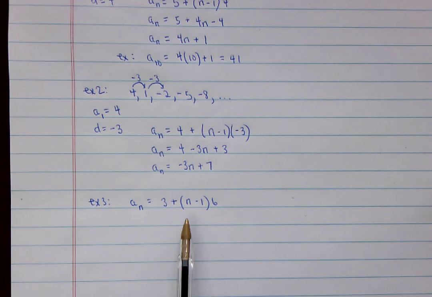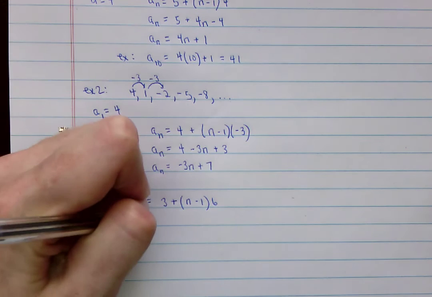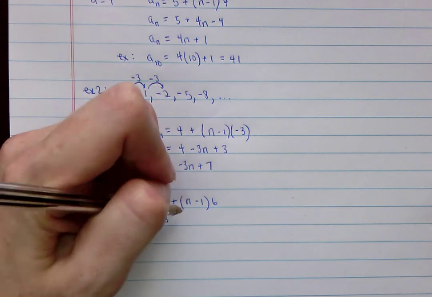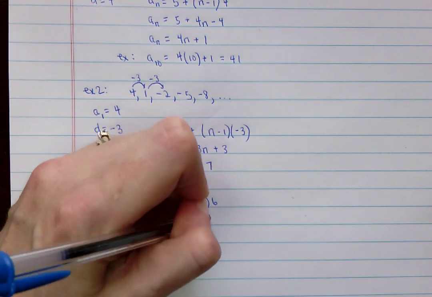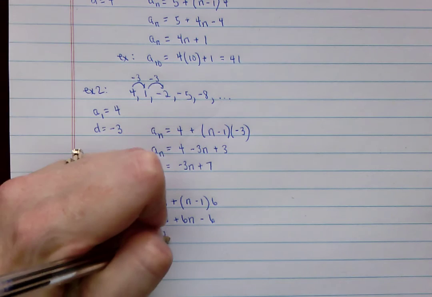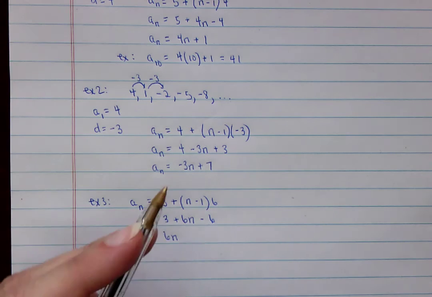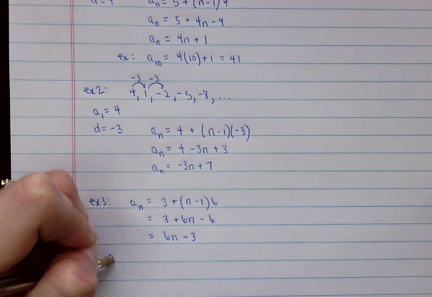They just leave it, but I'll at least show you if you were to simplify it, what it would look like. So this is equal to 3, and then if we distribute this 6, it's plus 6n minus 6. And then we've got a 6n, and 3 minus 6 is -3. So we could use this, or we could use this. It doesn't matter.